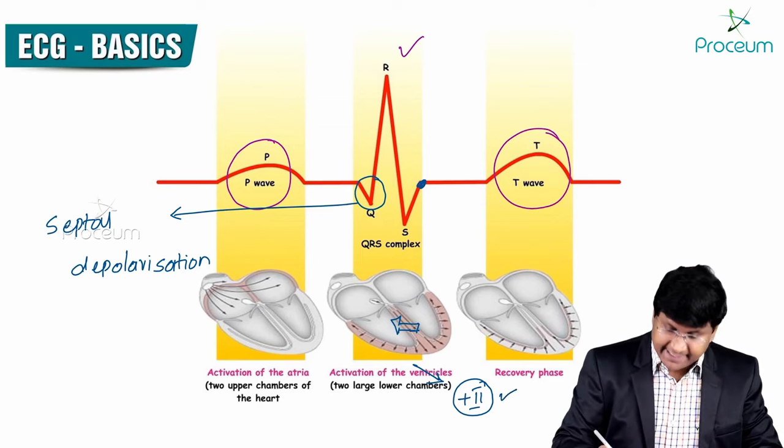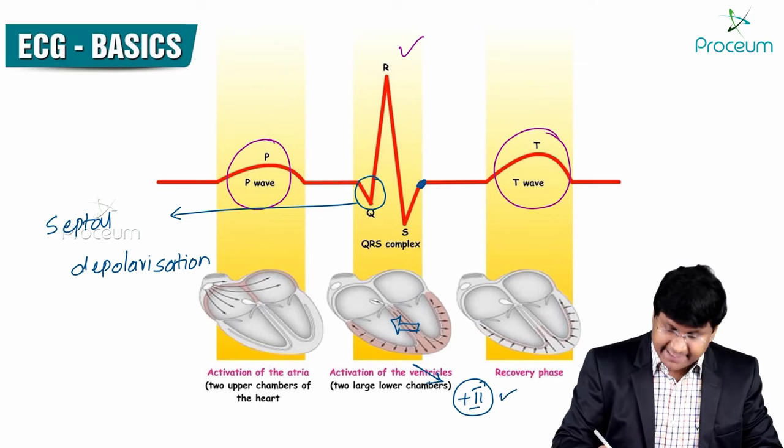And you take V6. V6 is placed in the same fifth left intercostal space, but in the mid axillary line. Right? In the mid axillary line. Okay? So this is the placement of your V1, V2, V3, V4, V5 and as well as V6.